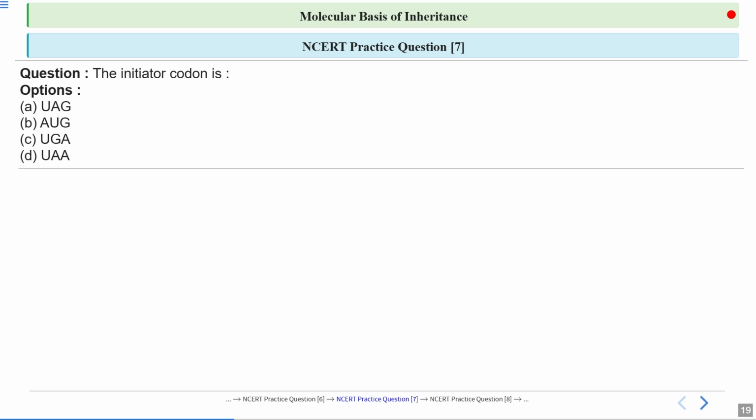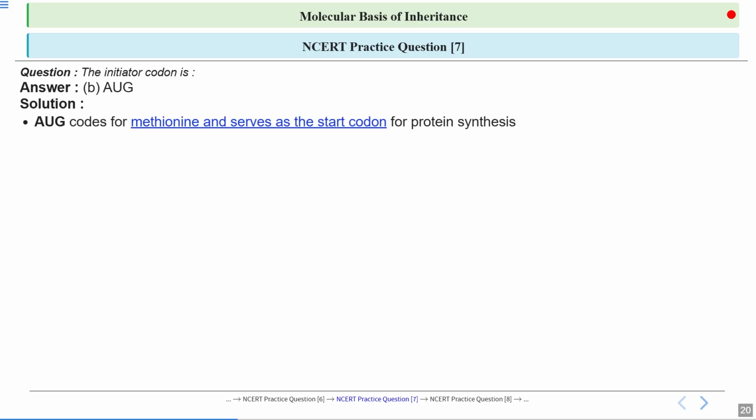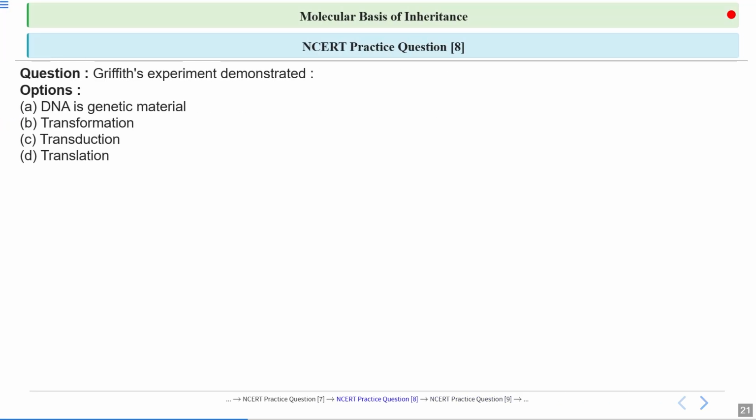Okay, so let's have a look at the answer. Answer is AUG, which is option number B. AUG codes for methionine and serves as a start codon for protein synthesis. UAG is a stop codon known as amber. UGA is a stop codon known as opal. And UAA is a stop codon known as ochre. They don't code for any amino acids.